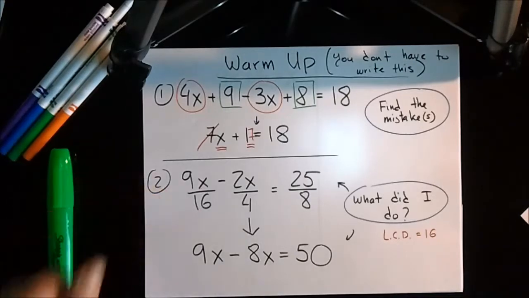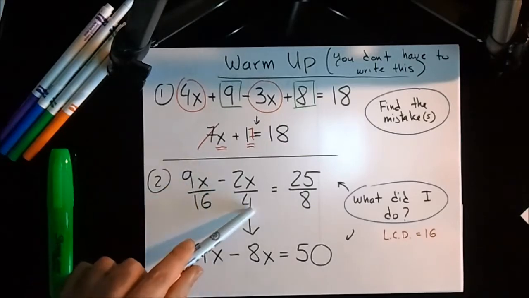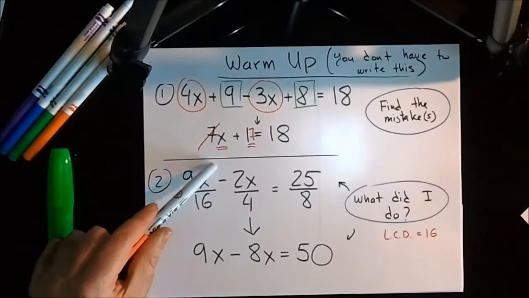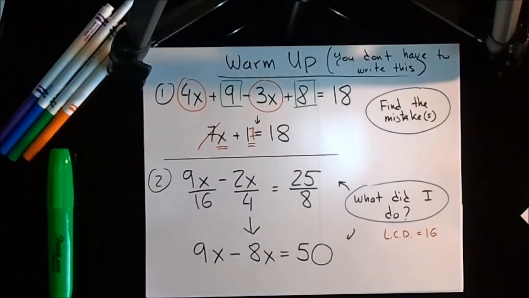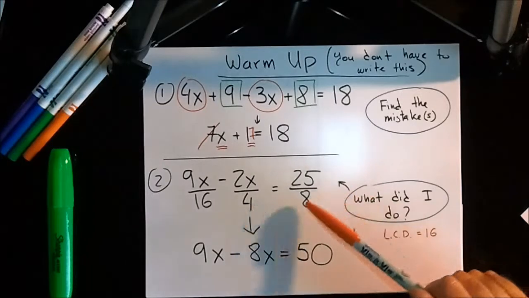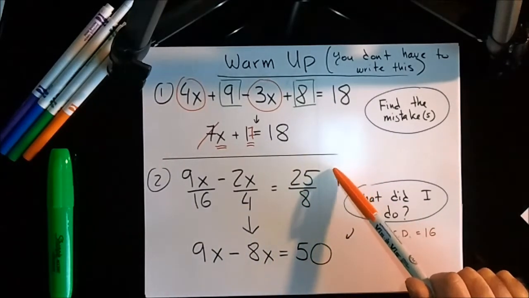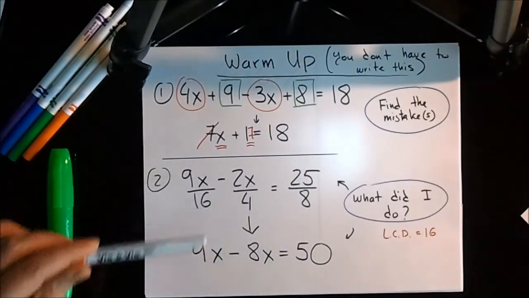When I multiply the first term by 16, it cleanly cancels out. 16 on the top, 16 on the bottom, I just get 9x. When I multiply the second term by 16, I can cancel out a 4 out of the 16 here, but I'll still have a 4 remainder left at the top, so 4 times 2x is 8x. That minus simply carries over. And when I multiply the last term by 16, I can cancel out an 8 out of both the 8 here and the 16, but I'll have a remainder of a 2 up top. 2 times 25 is 50. And that's how I went from here to here.